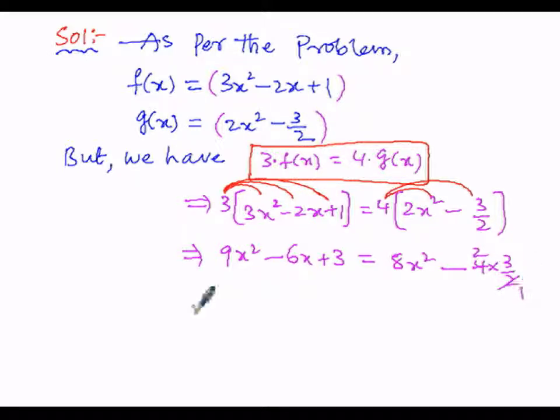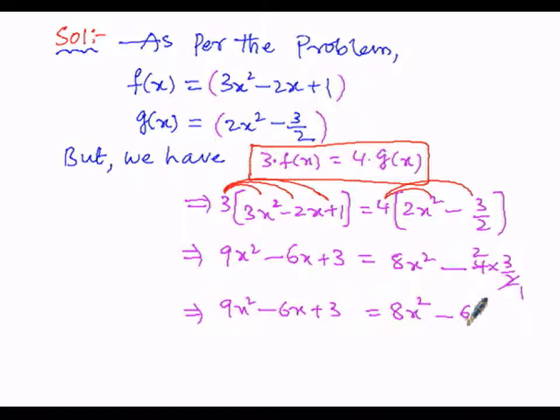Then the next logical step: 9x square minus 6x plus 3 on the left hand side is written as it is, equals 8x square on the right hand side, minus 3 2s is 6 divided by 1, the same 6.